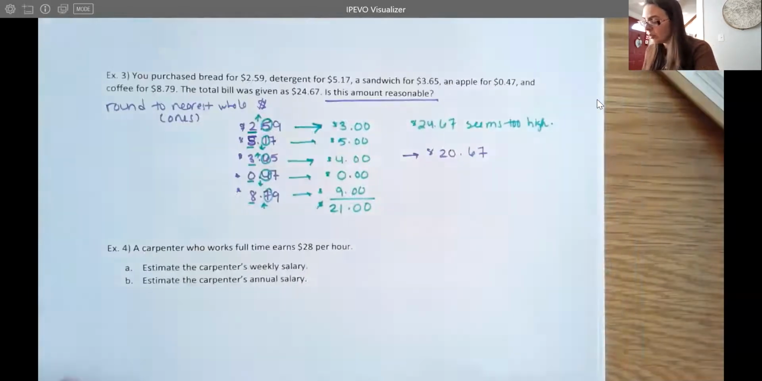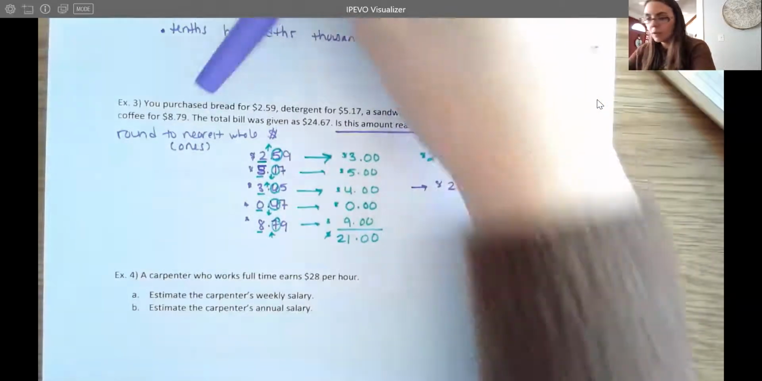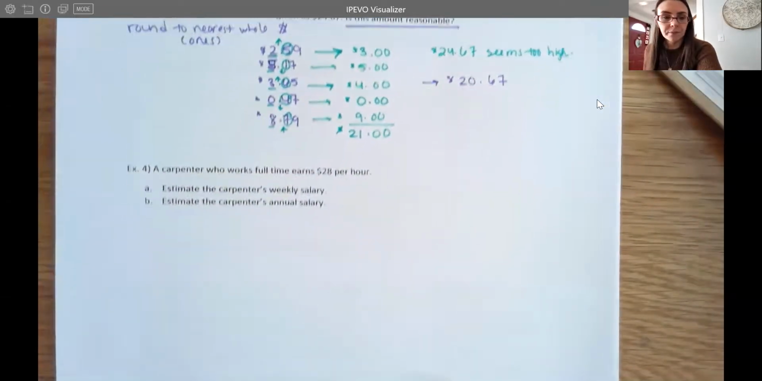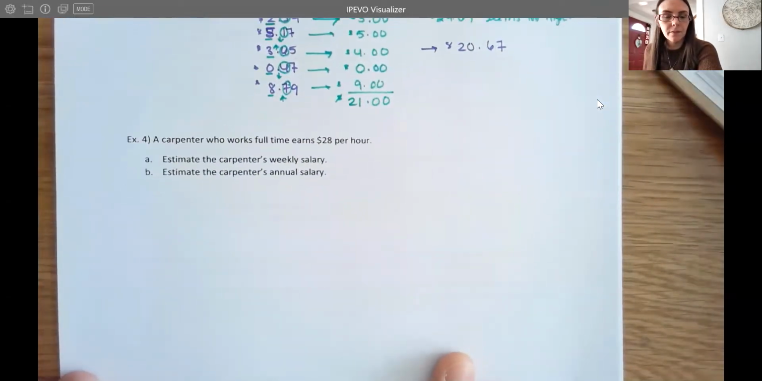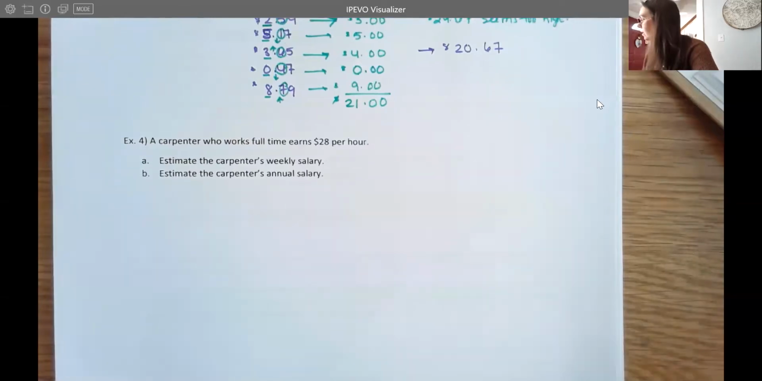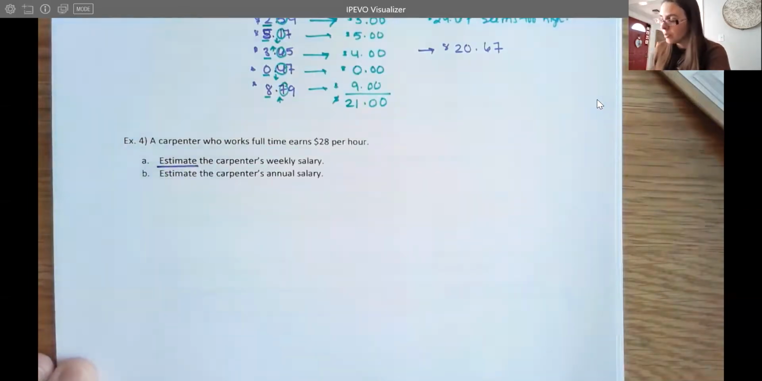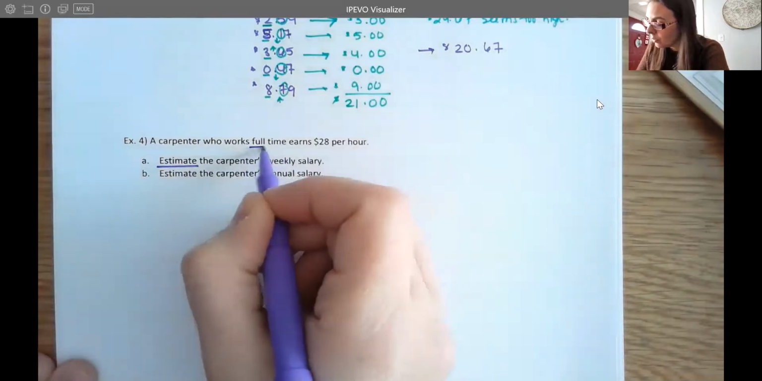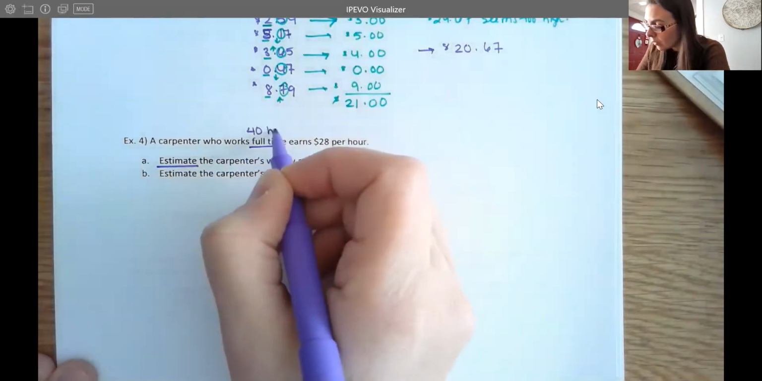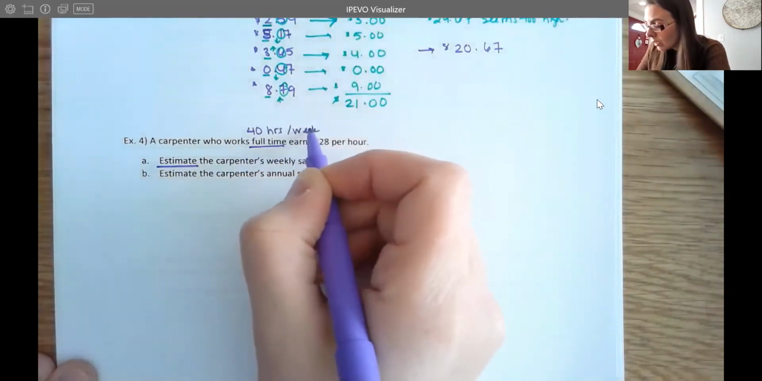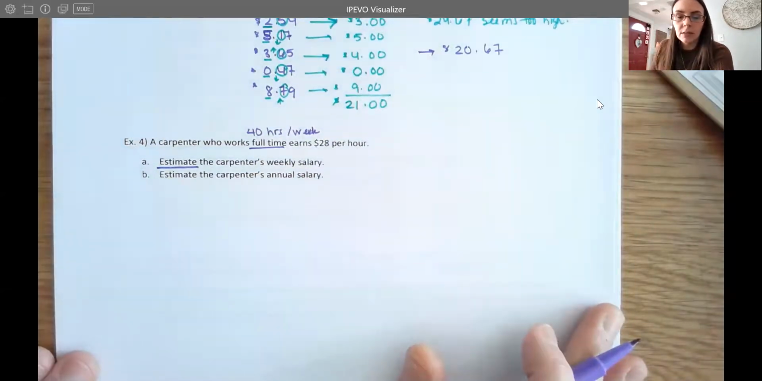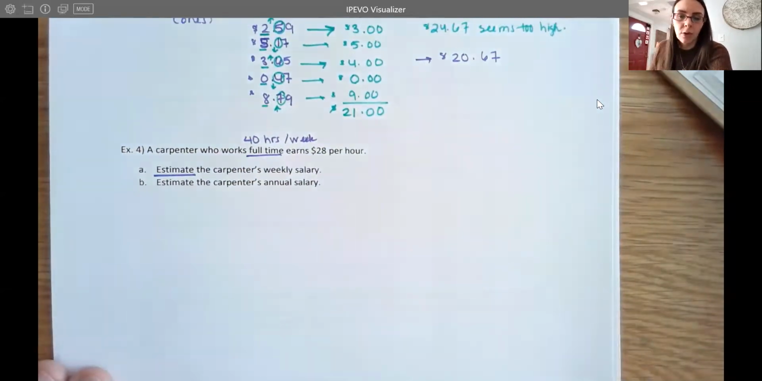Okay, let's do another example here with estimating, and then we'll look at some examples estimating with graphs. So here, a carpenter who works full-time earns $28 per hour. Estimate the carpenter's weekly salary. Now, we are making some assumptions here. So full-time is usually 40 hours per week. I know that could be different in some industries, but full-time is usually 40 hours per week for most people.